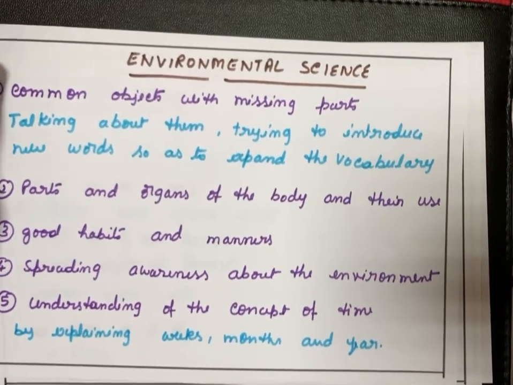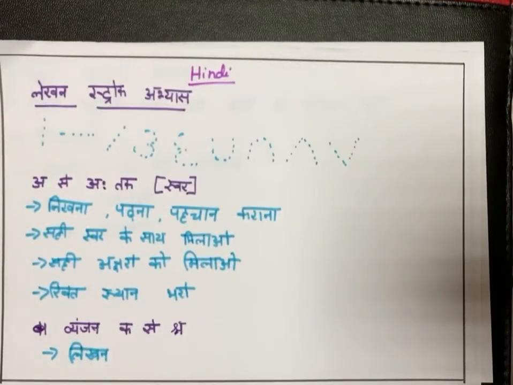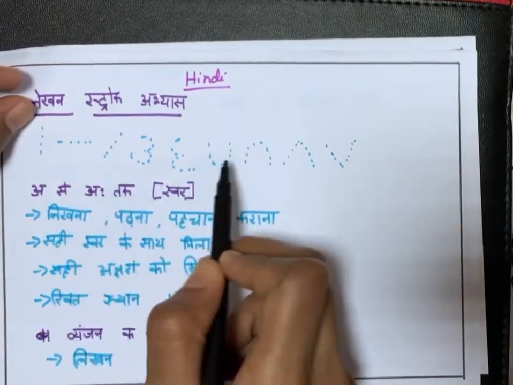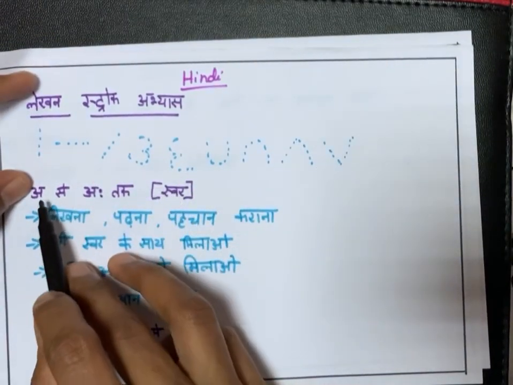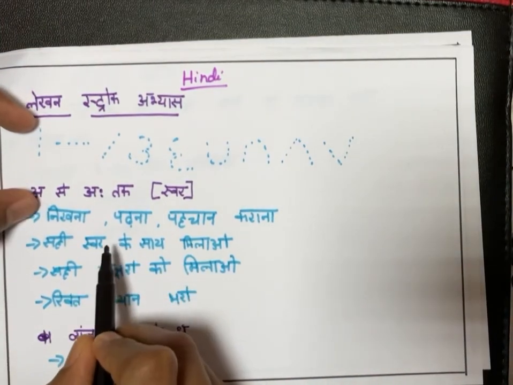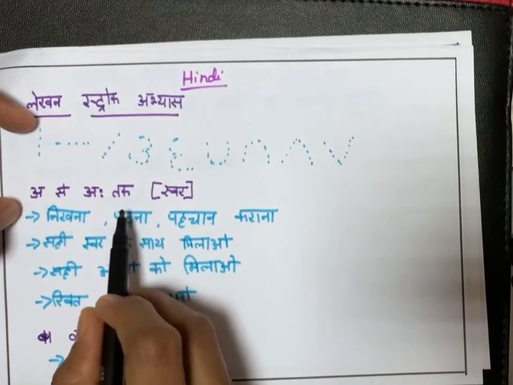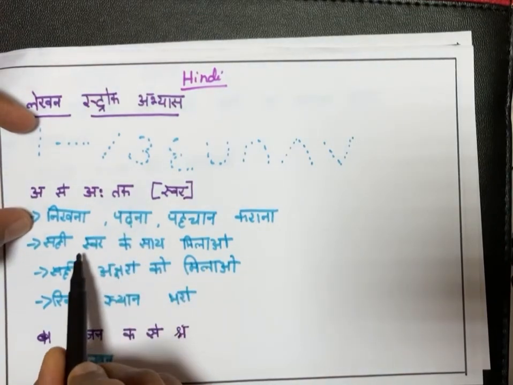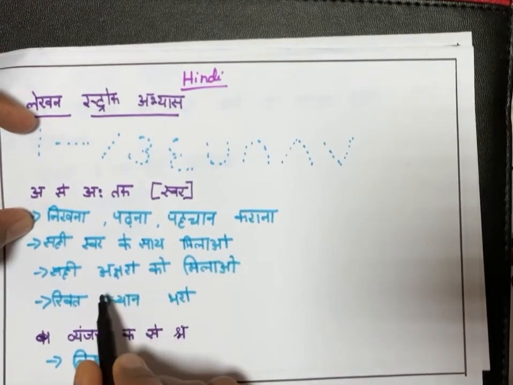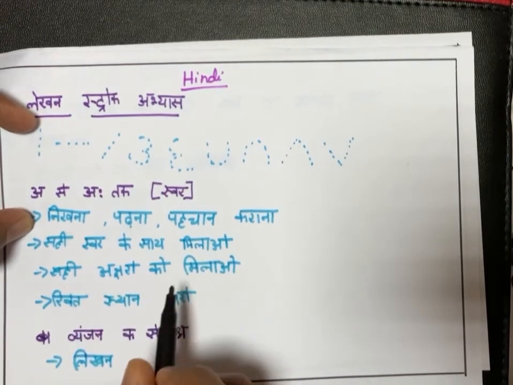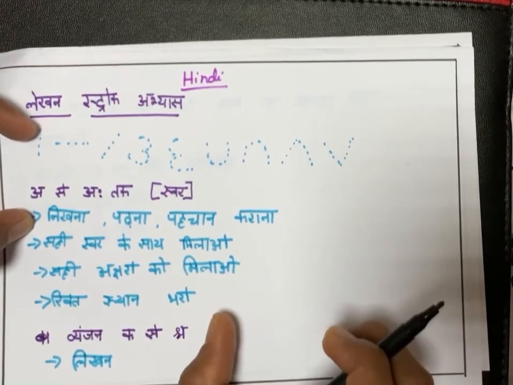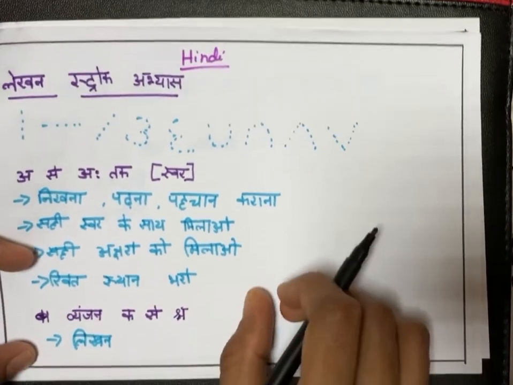Now let's move on to the Hindi syllabus. In Hindi, you can teach them to write the strokes, like these types of strokes, then swar, a se aha tak. Then you can prepare some worksheets on identifying the letters, then सही स्वर के साथ मिलाओ, like matching worksheets, then सही अक्षरों के साथ मिलाओ, these types of worksheets. Then रिक्त स्थान भरो, filling the blanks, so these types of worksheets you can prepare.